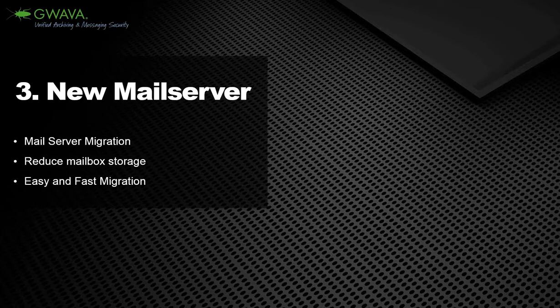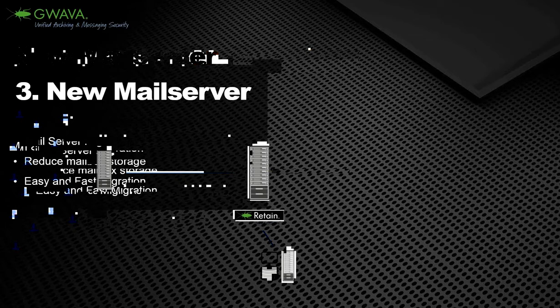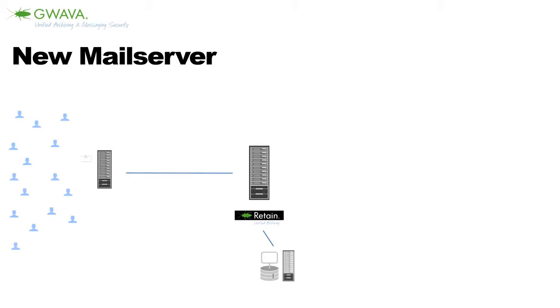So first, set up GWAVA Retain, archive all data with GWAVA Retain, and delete unused mailboxes. Second, clean up the mailboxes and delete old data. Then migrate mailboxes to the new server and roll out the Web Access or Outlook plugin. How does it look? It looks a little bit similar to the second scenario, but now we will offload some users into Retain.